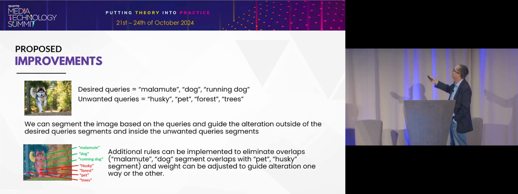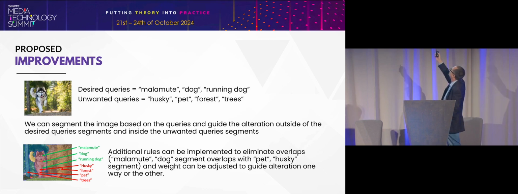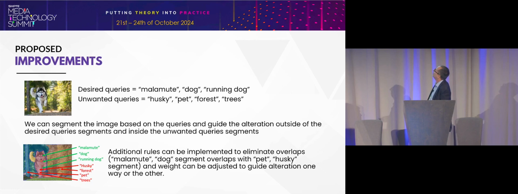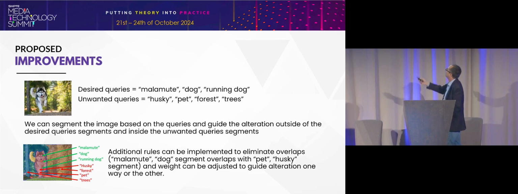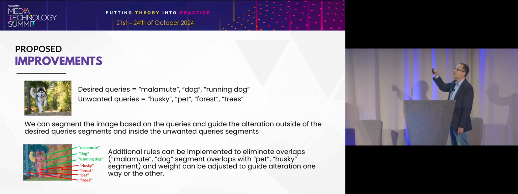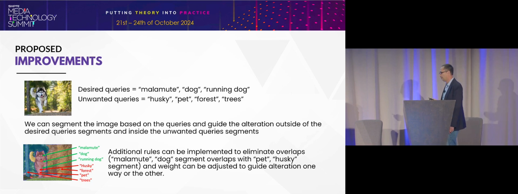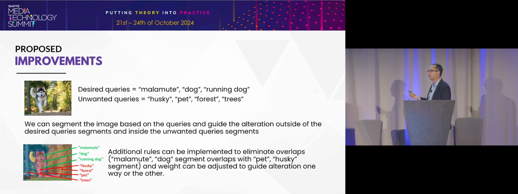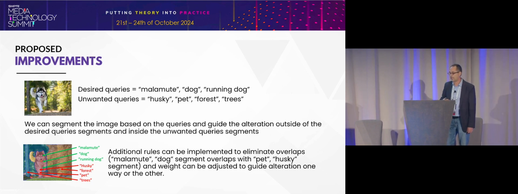So in our case here, we want our desired query to be Malamute dog running dog. If I feed that to the image segmenter, I see right away where my objects are, and I know by doing semantic analysis how to associate an image segment with an unwanted query. So by focusing the alteration in certain areas of the image that you don't want to be returned in the query, you actually keep the integrity of the image in the areas where the query matters.